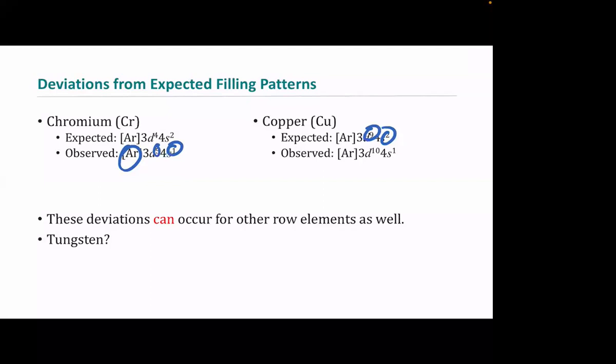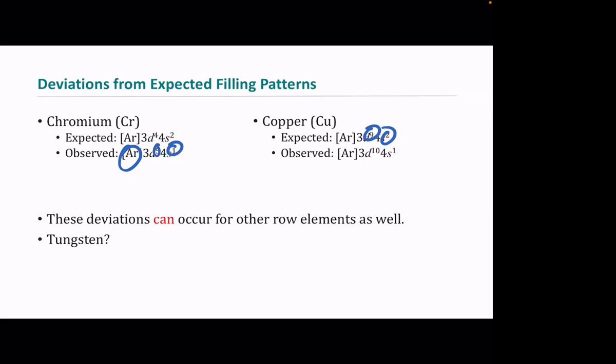Other questions? Yes. How are we supposed to know which ones are the exceptions to what we expect? You just need to memorize a few of them. You should now know that chromium, molybdenum, copper, silver, and gold are exceptions to the normal filling order. Other than that, there's no way for you to predict that.